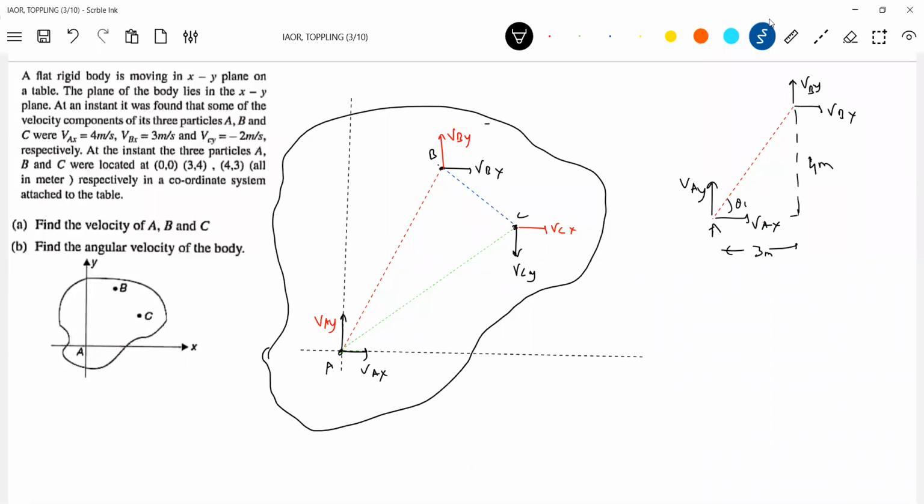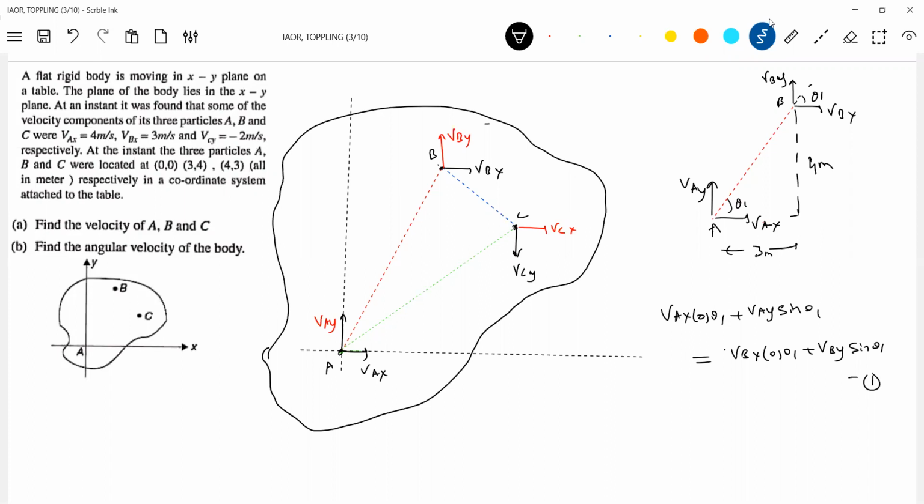Then the velocity of the points along the line joining AB must be equal. So I'll get into the mathematics now. VAX cos theta 1 plus VAY sin theta 1 must be equal to VBX cos theta 1 plus VBY sin theta 1. What unknowns are there? VAY and VBY are unknown. What we know are VAX and VBX. It's one equation, we'll get it.